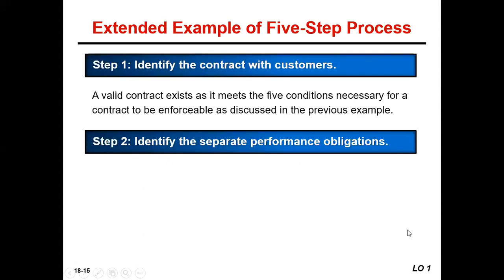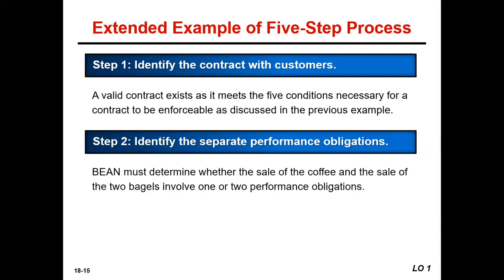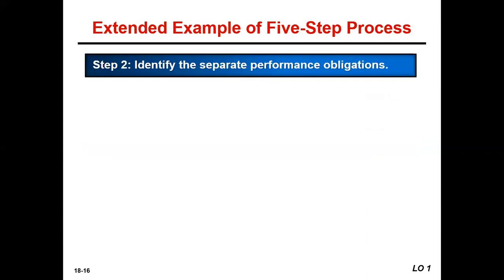So we have an example of the 5-step process here. So identify the contract with customers. A valid contract exists as it meets the 5 conditions necessary for a contract to be enforceable, as discussed in our previous example. So Bean must determine whether the sale of the coffee and the sale of 2 bagels involve 1 or 2 performance obligations. So let us continue.